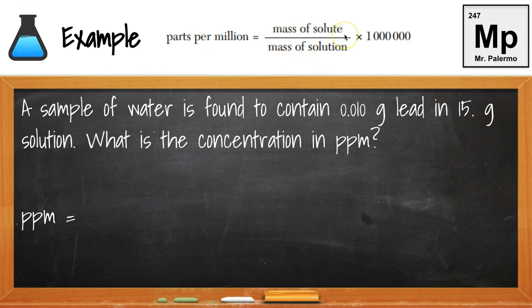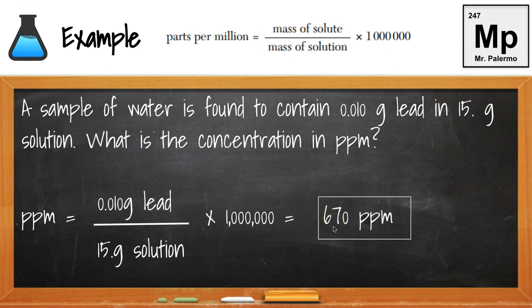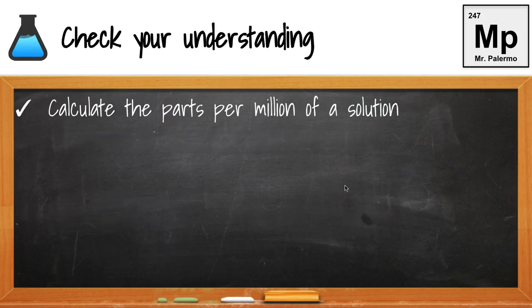So it's the mass of the solute, what we're dissolving in our solution. That's the 0.010 grams of lead. And we're going to divide that by the mass of the solution, which is the 15 grams of solution as indicated in our question. So 0.010 grams divided by 15 grams, and now we're going to times it by 1 million, and make sure you count out your zeros, it has 6 zeros here, equals 670 parts per million. So let's check your understanding. Can you calculate the parts per million of a solution?